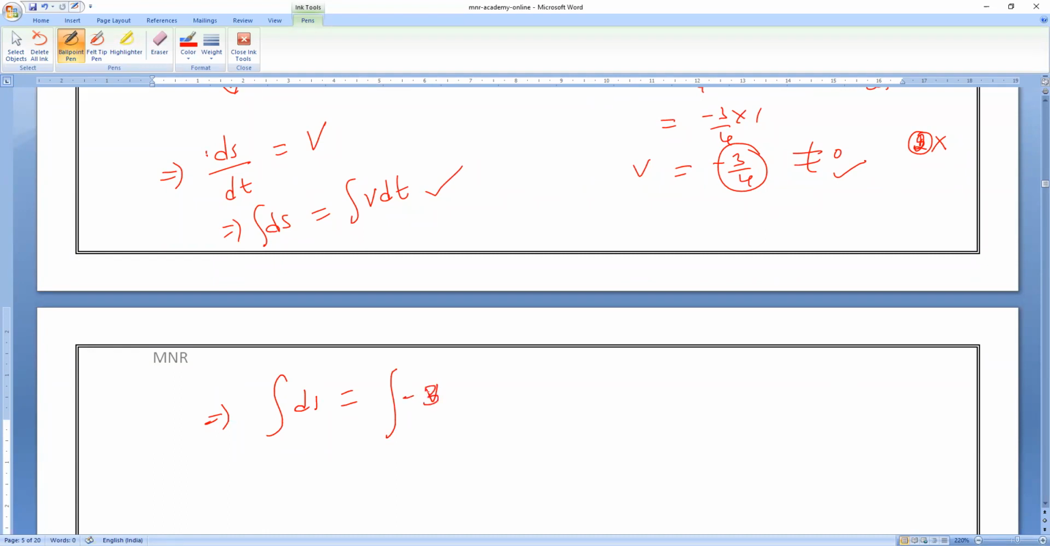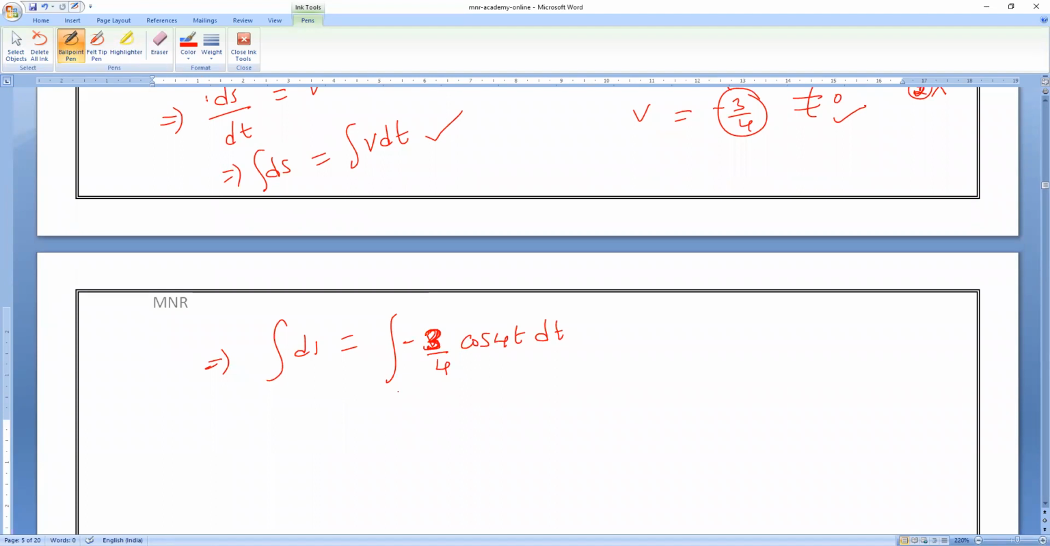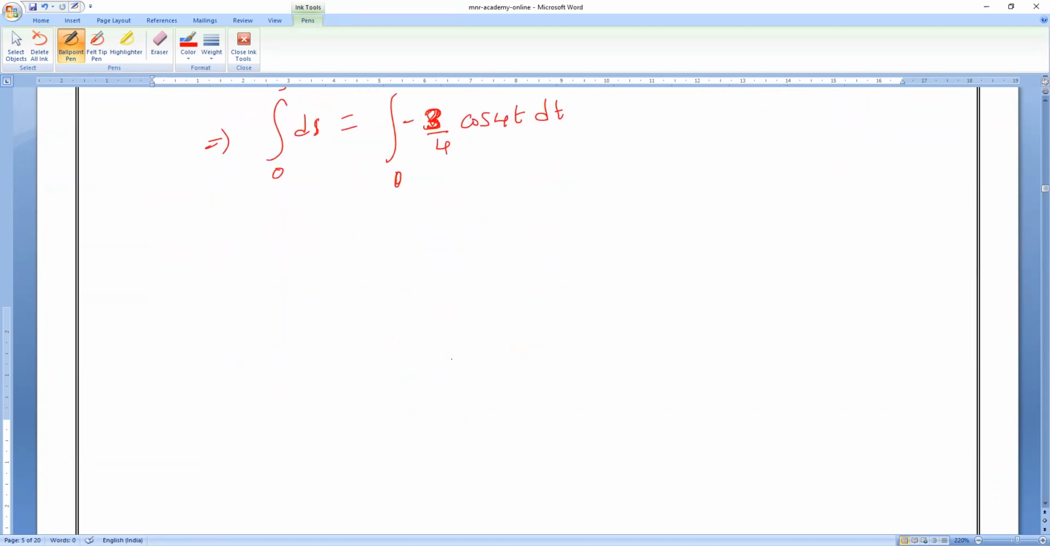So integration of ds is equal to integration of v dt. V means what? Minus 3 by 4 cos 4t into dt. You can apply the limits also, doesn't matter. So integration of ds, ds or dx, your choice, and here time t is from 0 to t. If I apply it, let me find the displacement function. So displacement s is equal to, integration of ds is s, here minus 3 by 4 is the constant.